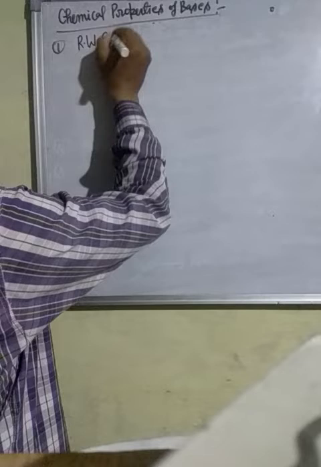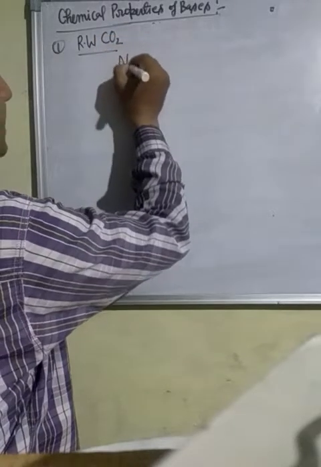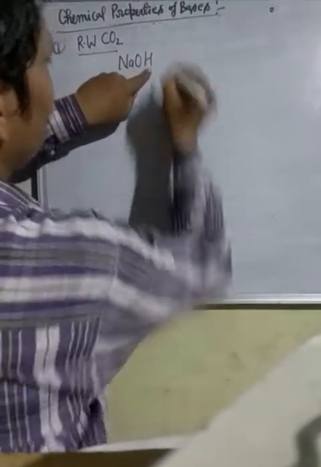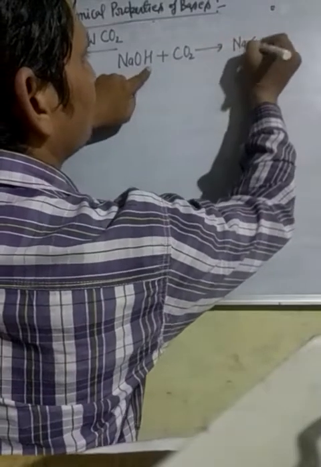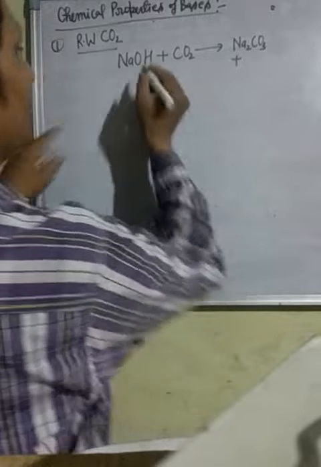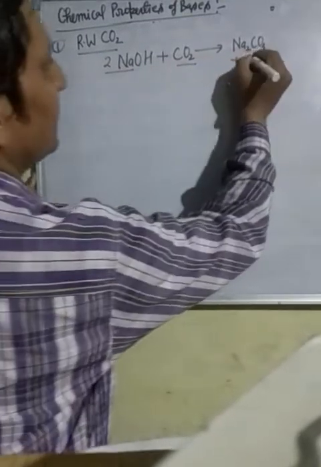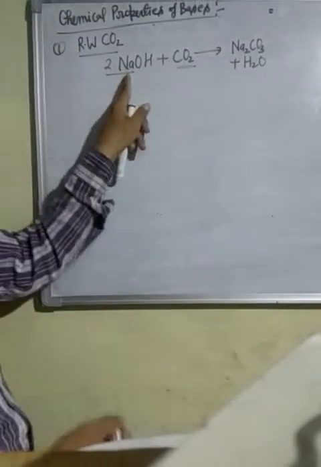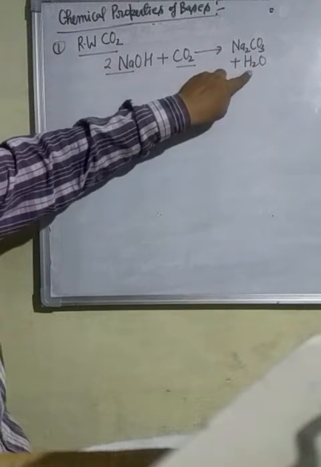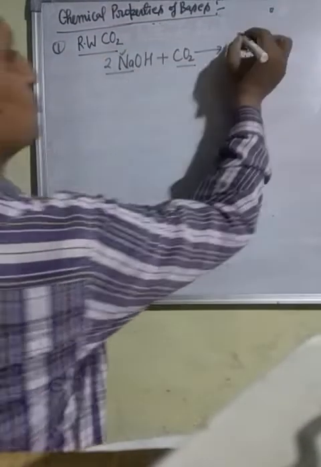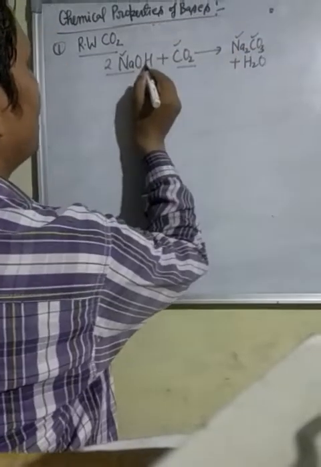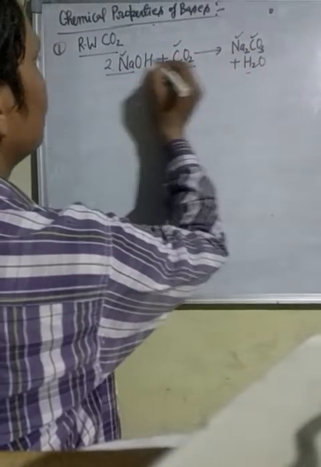Base NaOH, sodium hydroxide, reacts with carbon dioxide to form sodium carbonate, Na2CO3, and water. We can say base reacts with carbon dioxide to form salt and water. Students, check the balance: two sodium, one carbon, hydrogen 2, oxygen 3 and 1, 4.